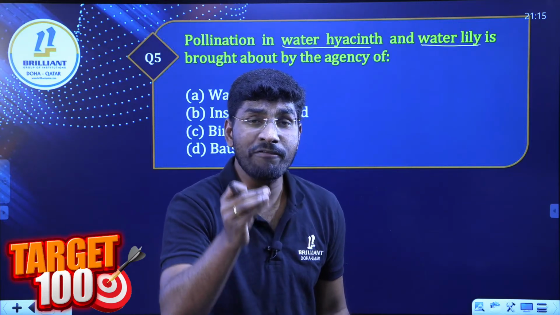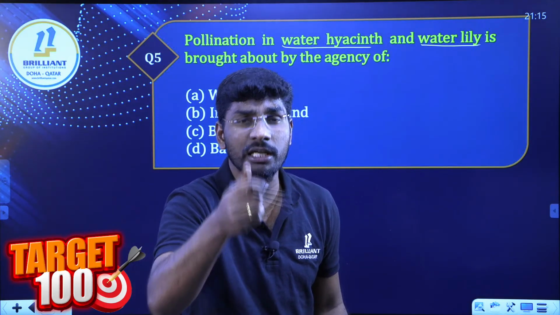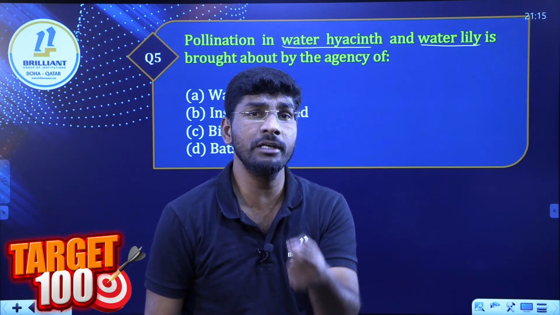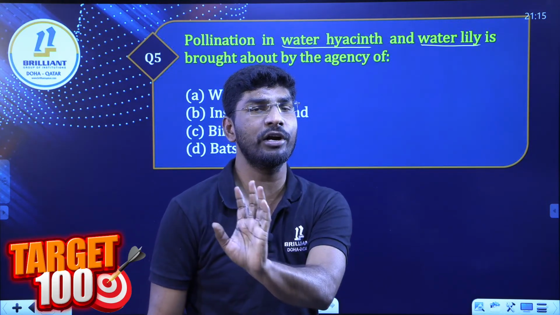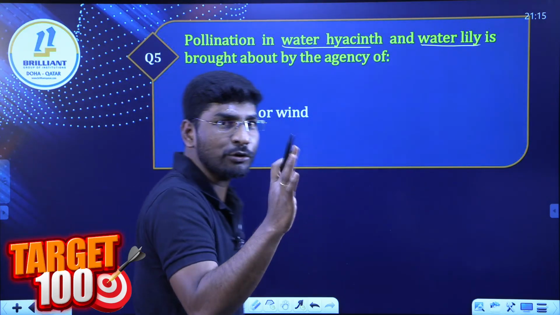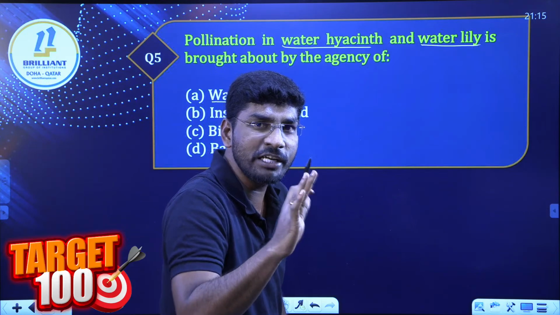In case of water hyacinth and water lily, these two are hydrophytes. But they are not showing water pollination. They are showing another type of pollination. Look at here. Number 1, water pollination. They are water plants, but they are not showing water pollination. No, hydrophily does not take place.